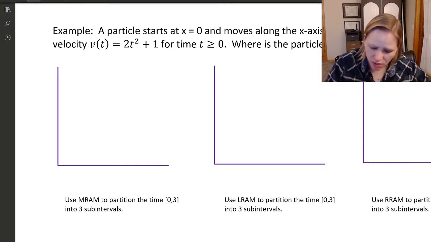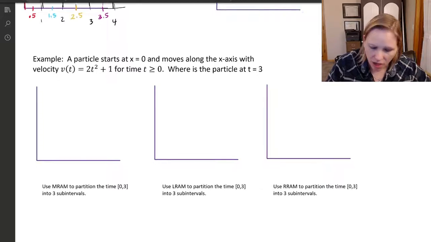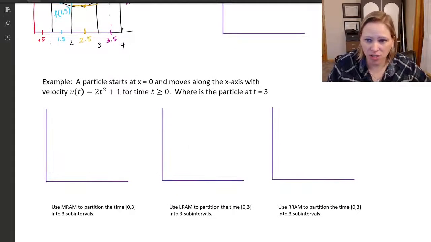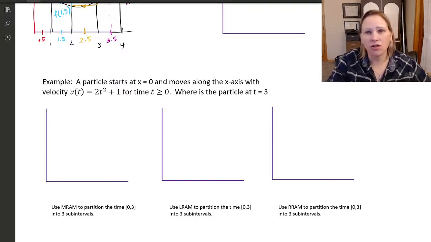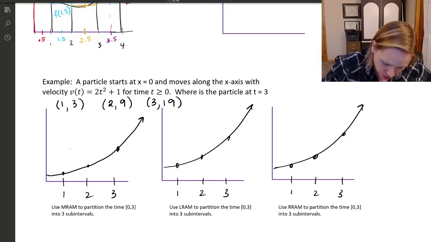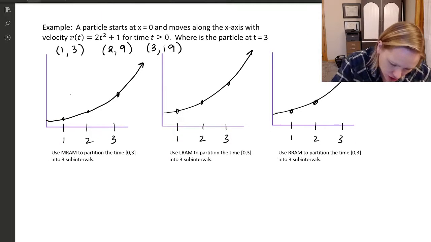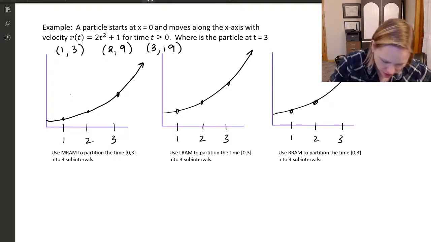But let's go ahead and do a little example here and see how this rectangle approximation method is going to work. Now, the first thing we need to do anytime we're given a function is graph this function. So I'm actually going to graph the function 3 times, and we're going to take a look at what the LRAM, MRAM, and RRAM will look like for this function. So let's go ahead and graph it.